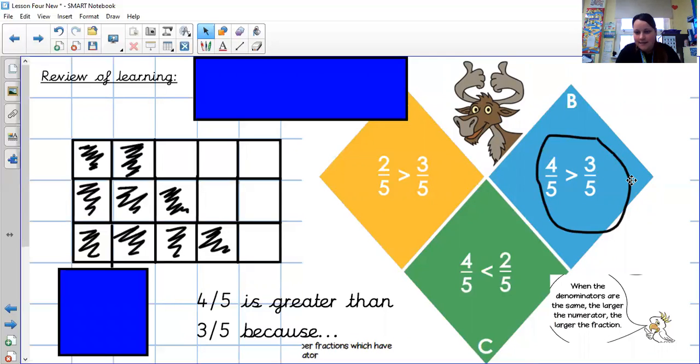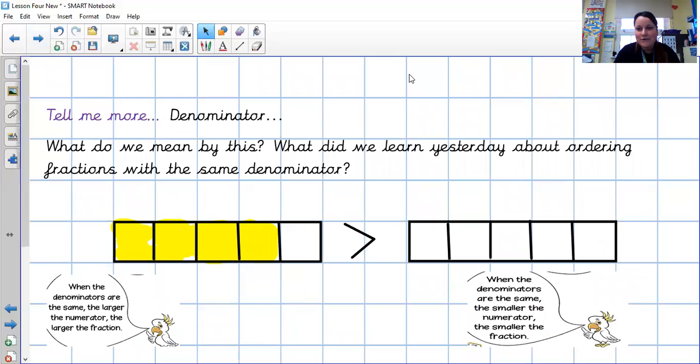So let's just check that here. Our denominators are the same. The larger the numerator, so 4 is larger, the larger the fraction. So 4/5 is larger, greater than 3/5. Okay, let's just have one last recap. So what do we mean by the denominator? So just pause the video.